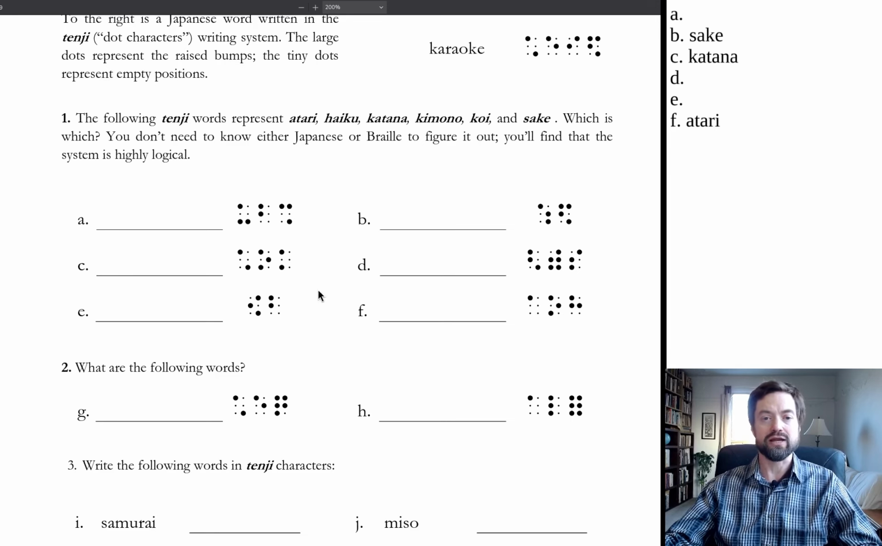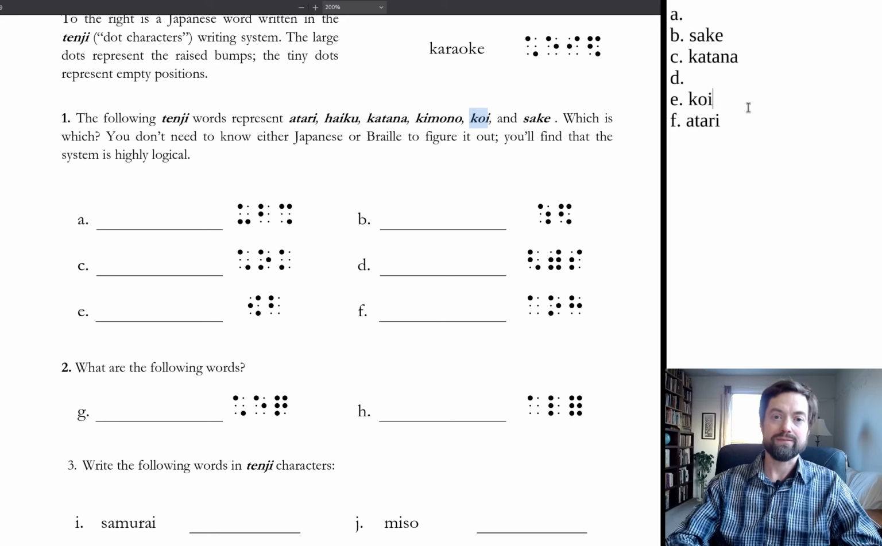And you can see that here with E. So E and B are the two options that have only two letters. The others all have three. Well, B is sake. So what's the other short one? Koi. Now we have koi. Okay, so that's got to be E, the only other short one. The other ones are all going to need three letters. So that would be get koi.